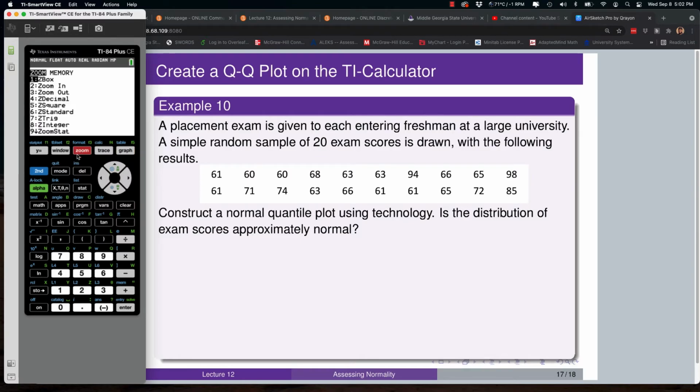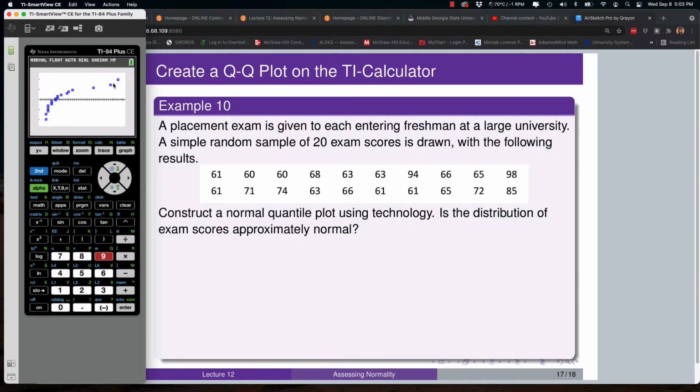So if I do zoom 9 for zoom stat, it shows me that, but it gave me the wrong data. That's the data from example 9, but it drew it. So apparently I put list 1 in there again. Didn't catch myself. So let me go back into my stat plot real fast. Yep, I did. So I need to make sure that says list 2 for me. And then zoom 9, and look how that hooks.